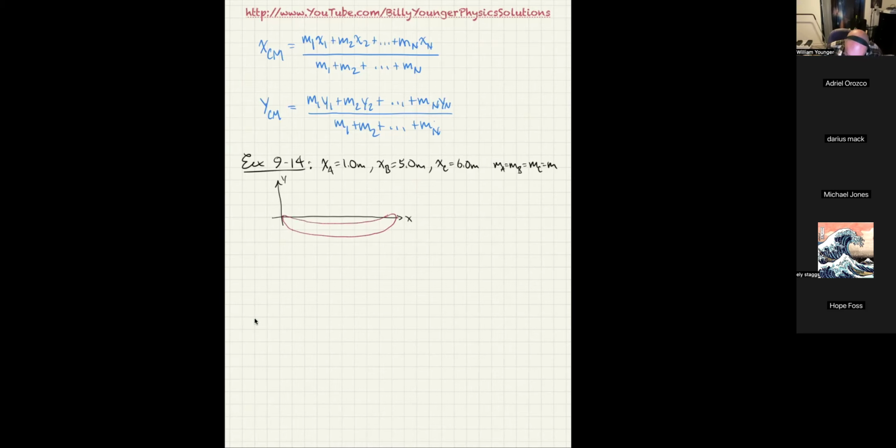Okay, so there's our little banana boat. And what we're saying is right here at the 1 meter mark, and then at the 5 meter mark, and then again at the 6 meter mark, are masses M, M, and M. Okay. So what we'd want to find is where is the center of mass.